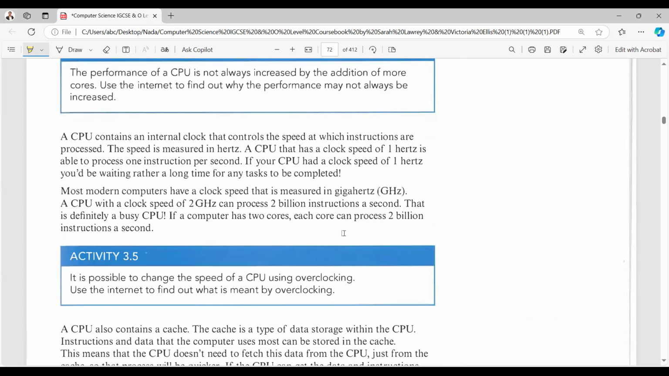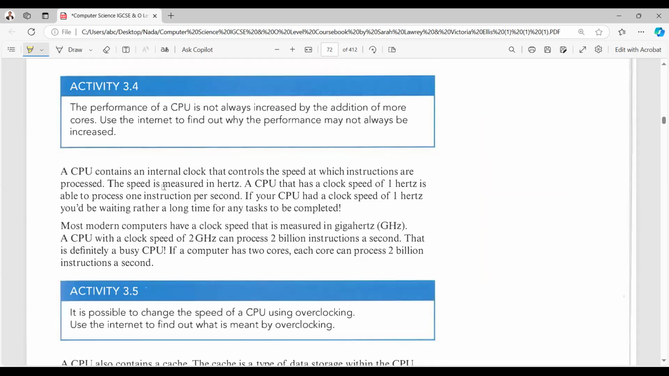Similarly, just after the concept of cores, the CPU also contains an internal clock. Now, what is this internal clock? This internal clock is responsible for controlling the speed at which instructions are processed. The speed is basically measured in hertz. Like you have often seen, the speed of your computer systems, how much faster your computer system is, is mostly measured in hertz, like gigahertz, megahertz.